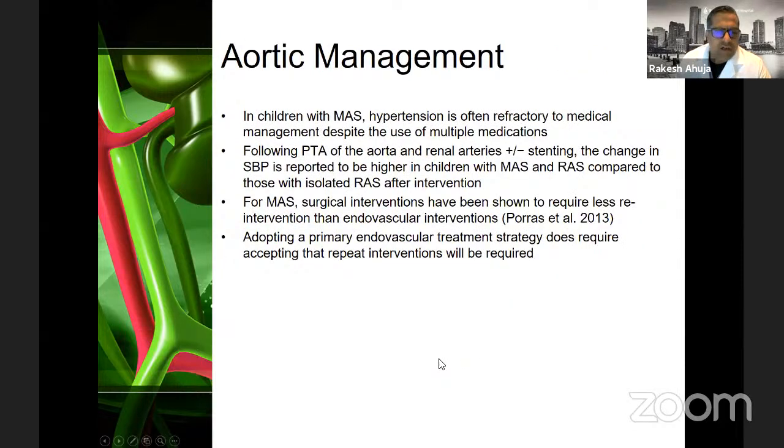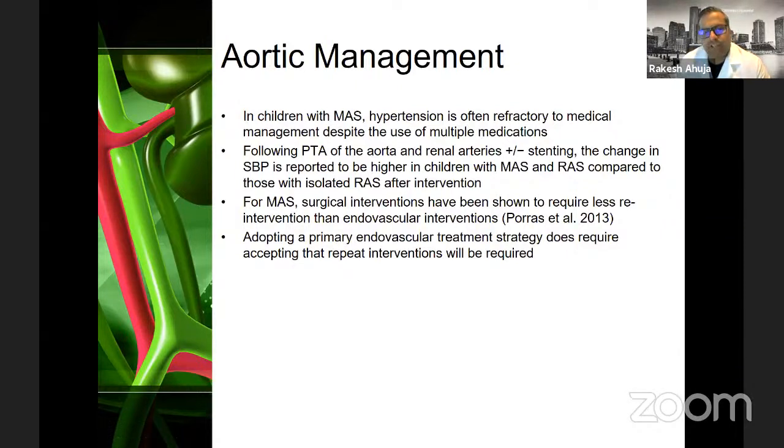A little bit about the aortic management. In children with mid-aortic syndrome, hypertension is often pretty refractory to medical management, even if the kid is on polypharmacy. Following angioplasty of the aorta and renal arteries, plus or minus stenting, the change in blood pressure is reported to be higher in children with MAS and renal artery stenosis compared to those with isolated disease of the renal arteries.